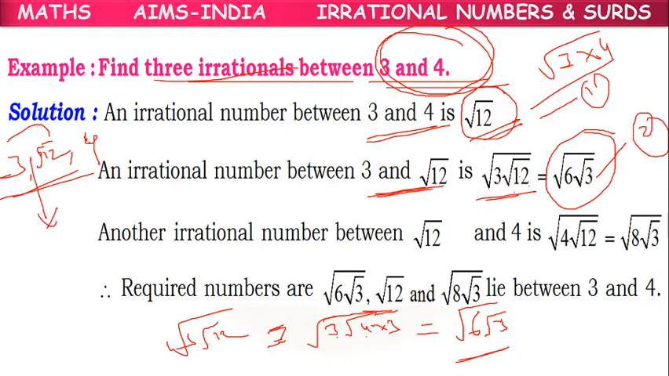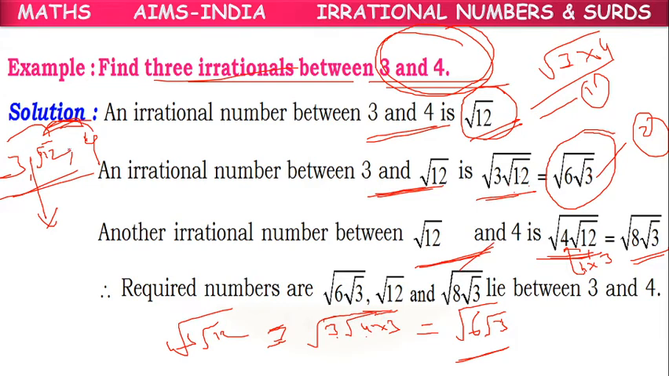If we take root 12 and 4, between them we take root 4, root 12. Again, 12 can be written as 4 into 3. The square root of 4 is 2, which goes outside and multiplies with 4. 2 times 4 is 8. So root 8, root 3.